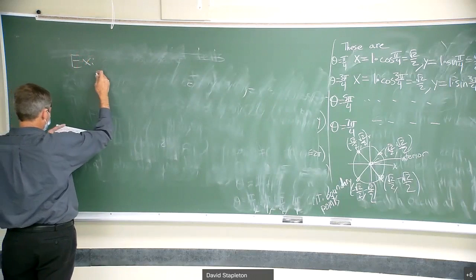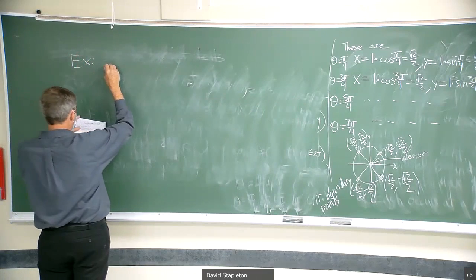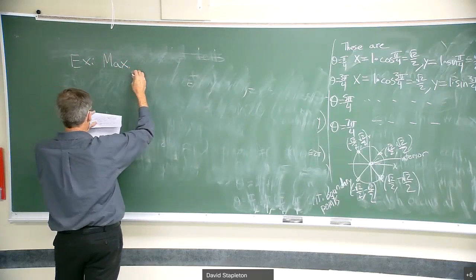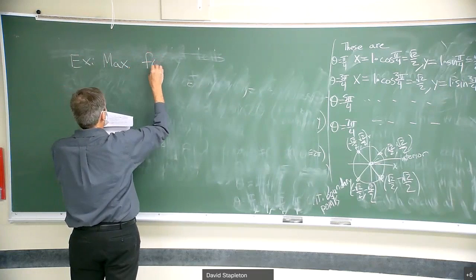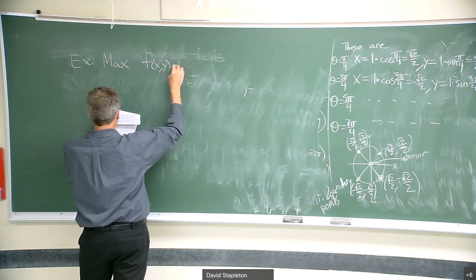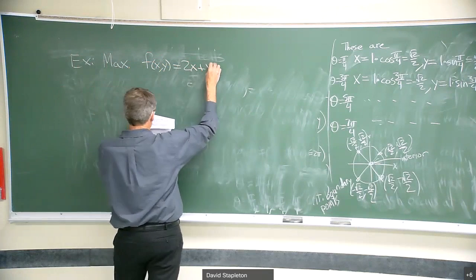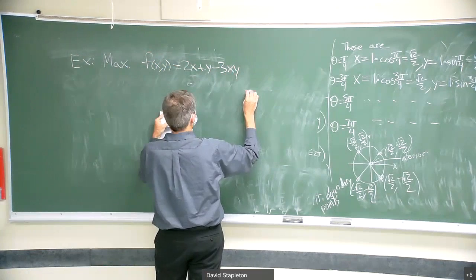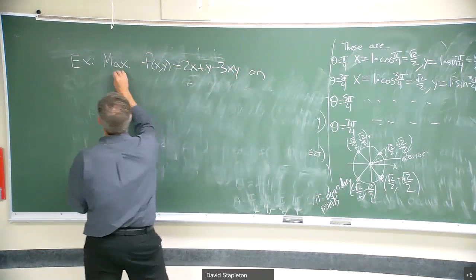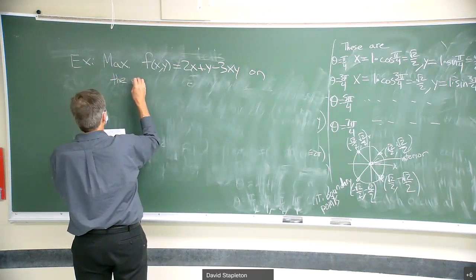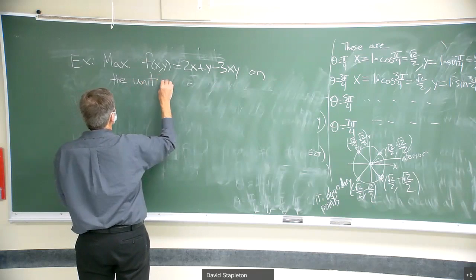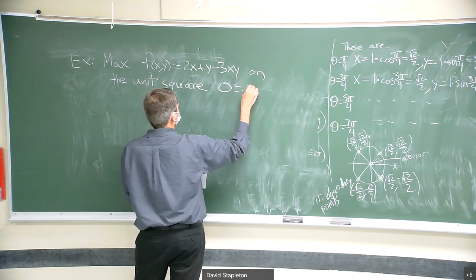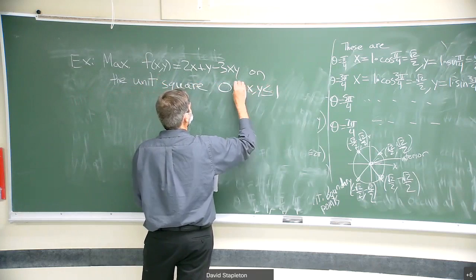Suppose I want to maximize f of x, y equals 2x plus y minus 3xy, this time on the unit square, in the first quadrant. 0 less than or equal to x and y less than or equal to 1.